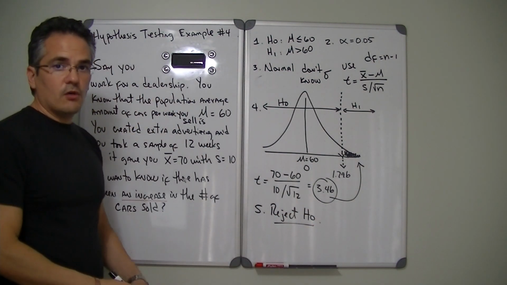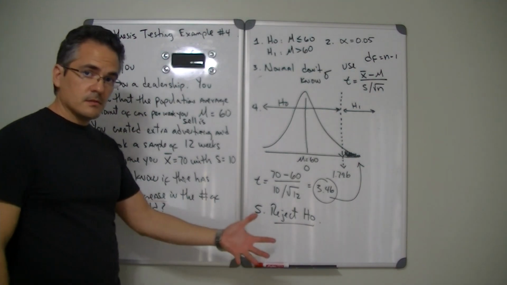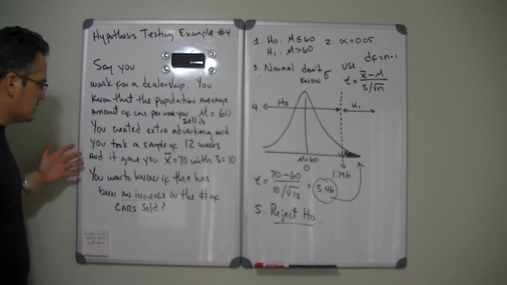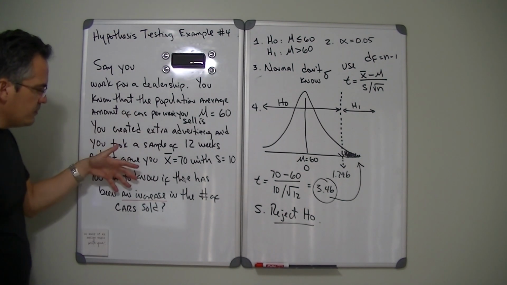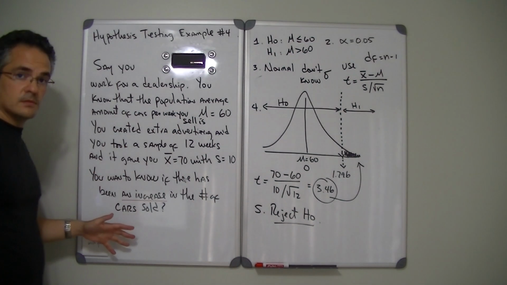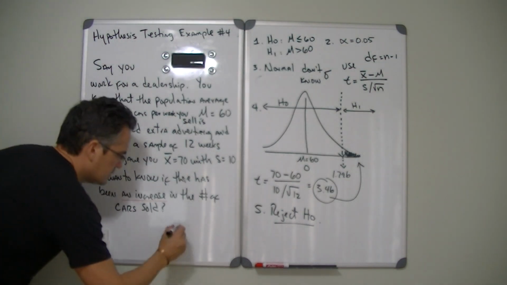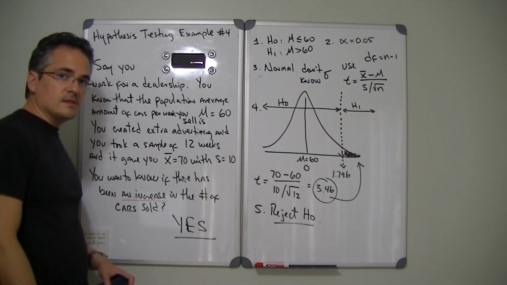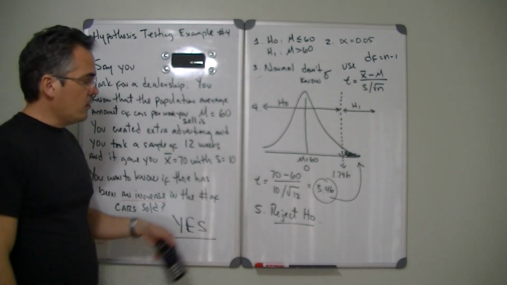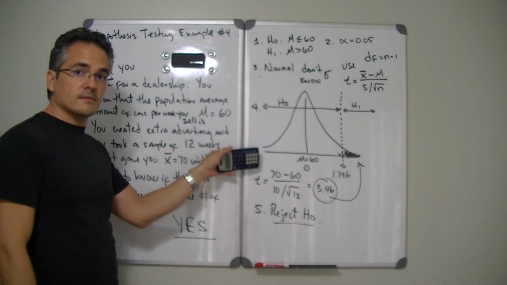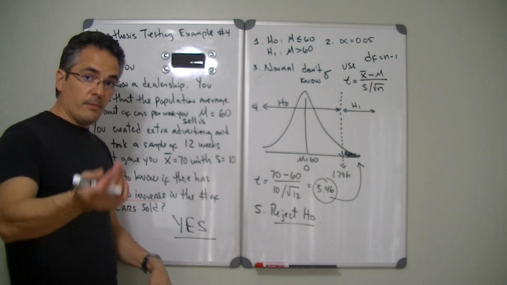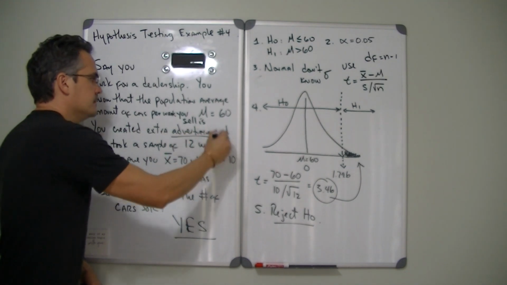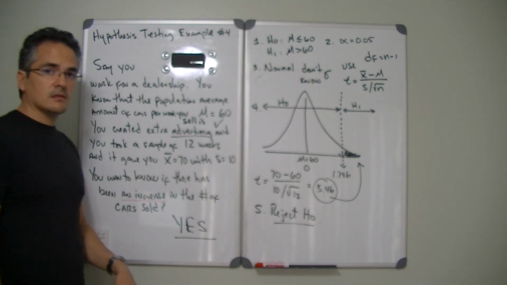Now rejecting H0 means that there is a difference. So if you go back to the question, it was, do you want to know if there has been an increase in the number of cars sold. And the answer is yes. There is a significant increase in the number of cars sold according to our hypothesis test. So your manager should be happy in this case that the advertising campaign seems to have increased the amount of cars sold.